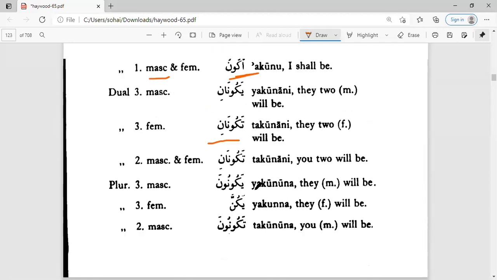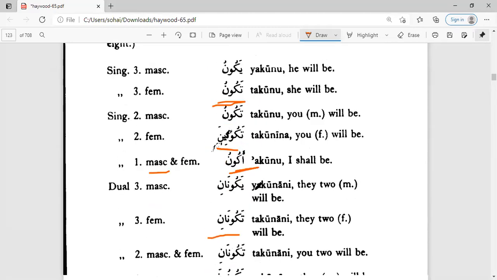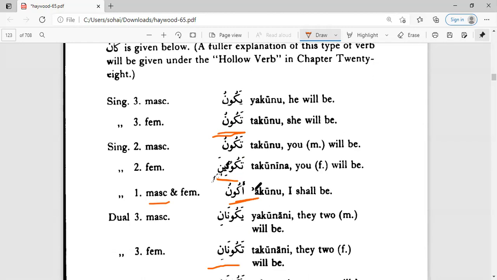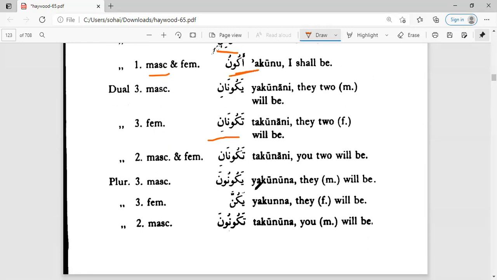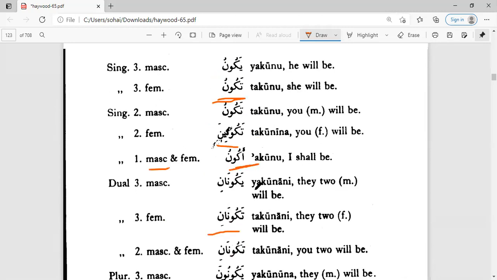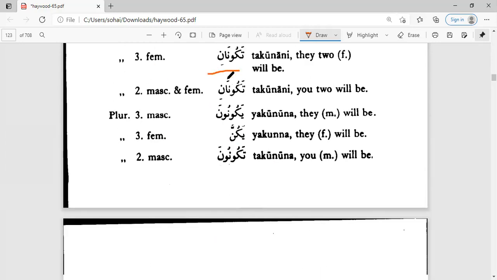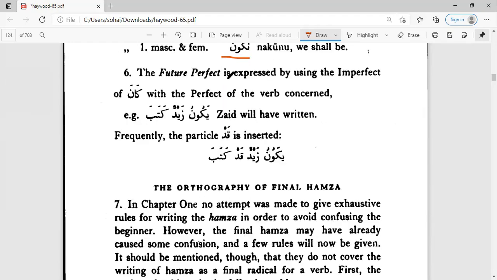Any questions on this? So again, this is the verb to be, the imperfect of kana. Again, you have to memorize this, otherwise there's no other way. They're quite similar to kataba yaktubu, so that scale will help you, but it's slightly different because, like I said, the verb to be is not a normal verb. It's known as a weak verb, so its scale is a bit different. I think this is what Burhan was asking.